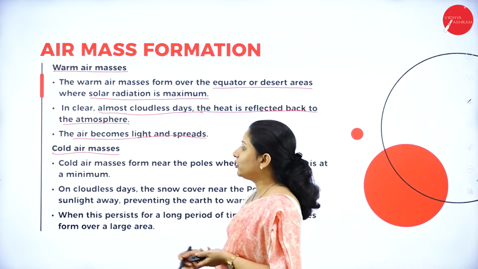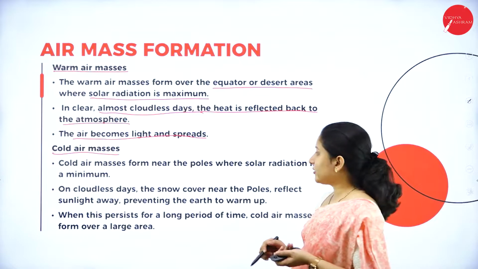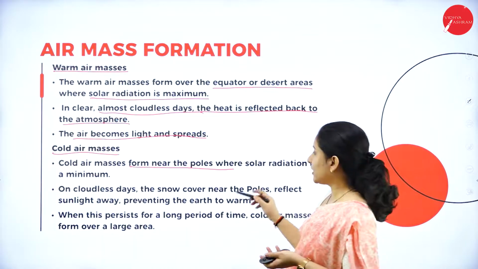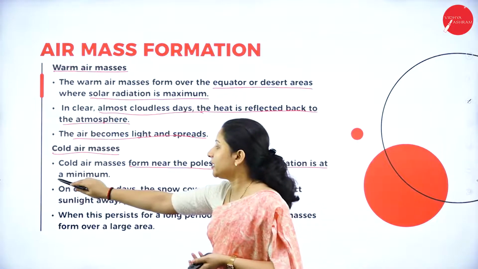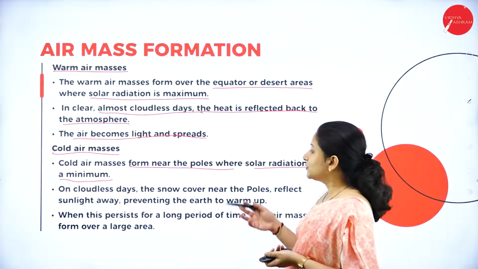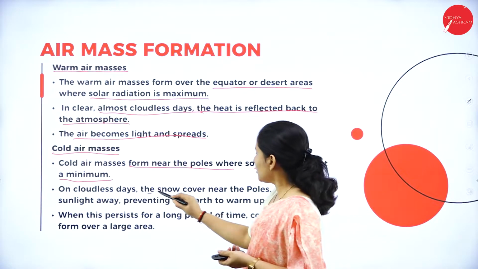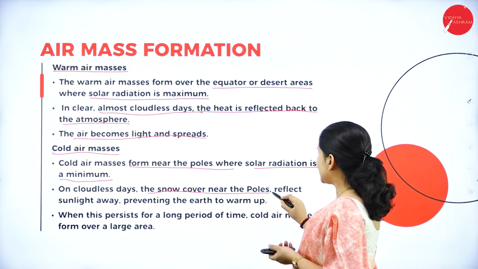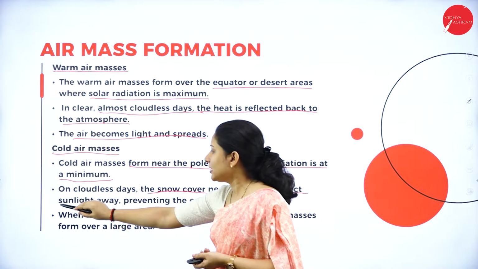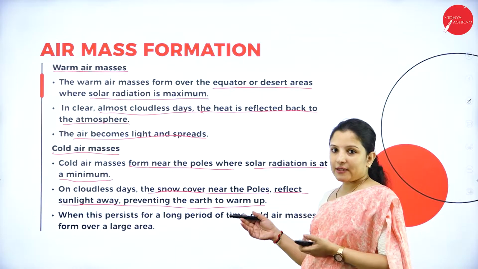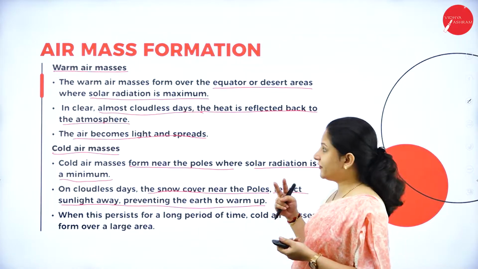Next, talking about cold air masses. Cold air masses usually form near the poles where solar radiation is at a minimum or negligible. On cloudless days in the polar regions, the snow cover near the poles reflects sunlight away, preventing the earth from warming up. Here, you have to understand two differences.